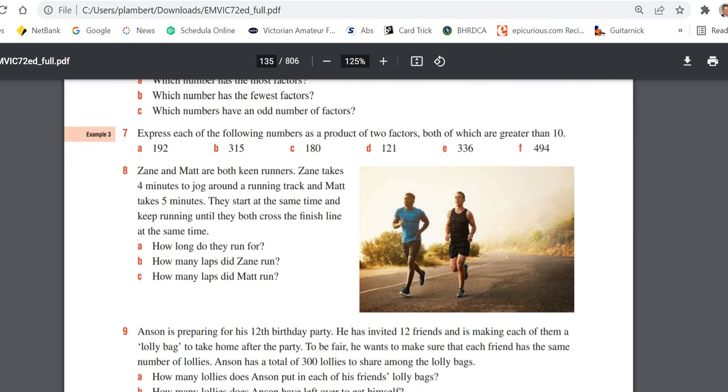Express each of the following numbers as a product of 2 factors. That means you're going to take 192. What do you multiply by itself to get 192? 192. So you think about that. All right then, fellas, I think you can work your way through that, okay?